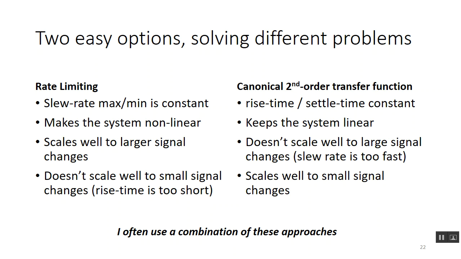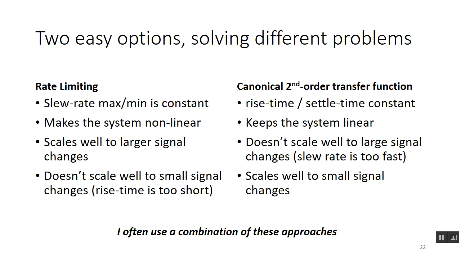Now think about a transfer function. You talk about rise time, right, or settle time, or something like that. So instead of talking about the rate of change, you're just talking about the time of change. Okay? So they're fundamentally different. And you guys have probably talked about small signal characteristics versus large signal characteristics. And the rate limiting solves big signal characteristics.